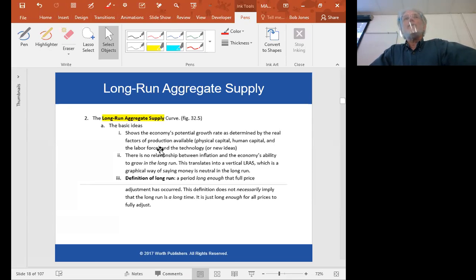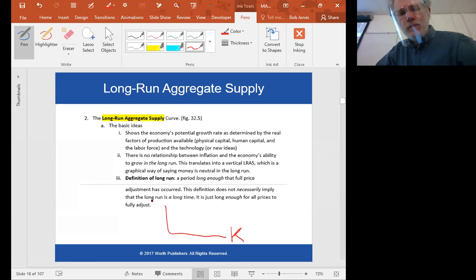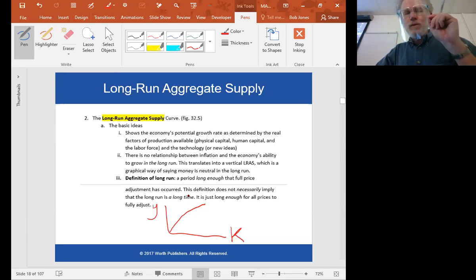Think back to chapter 28, where we had the Solow growth model. Solow is just the name of the guy who came up with it. Remember, it looked something like this, where we had the amount of capital on the horizontal axis, output on the vertical axis, and it was a curve that looked something like that. As we got more capital, output went up. That's the Solow growth model.